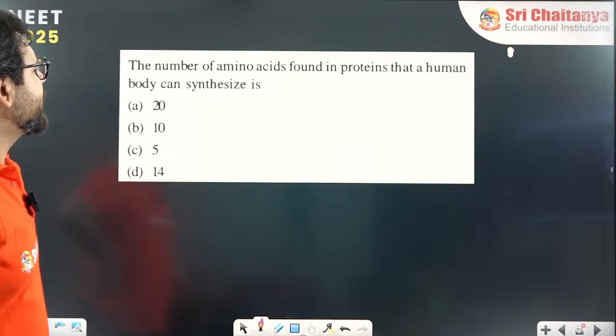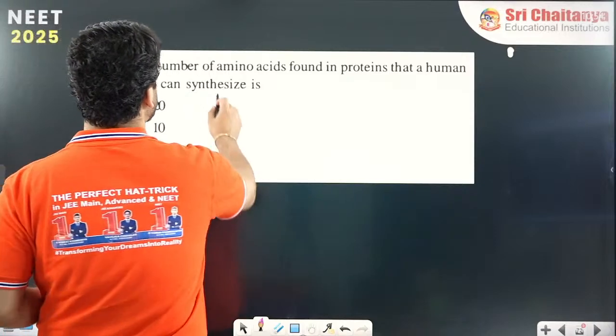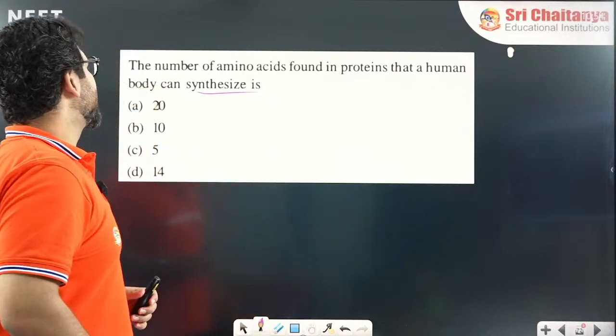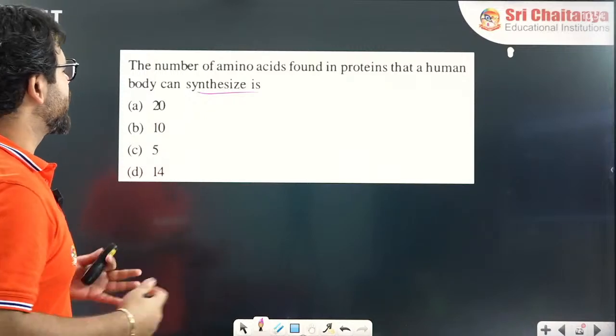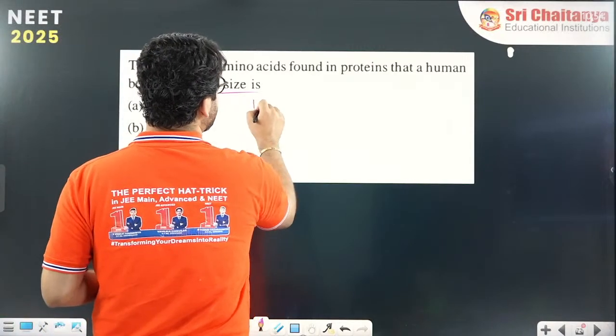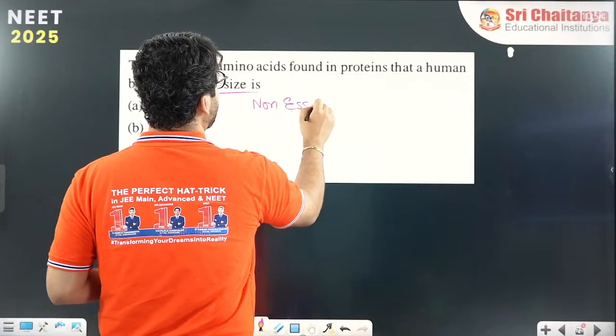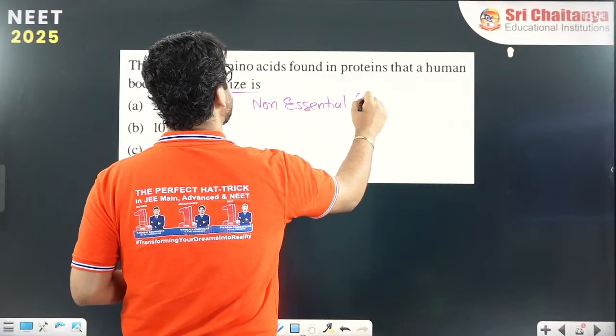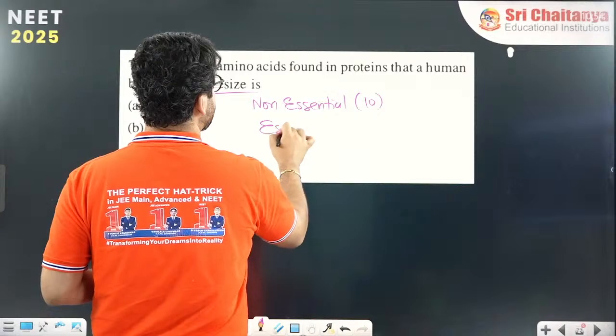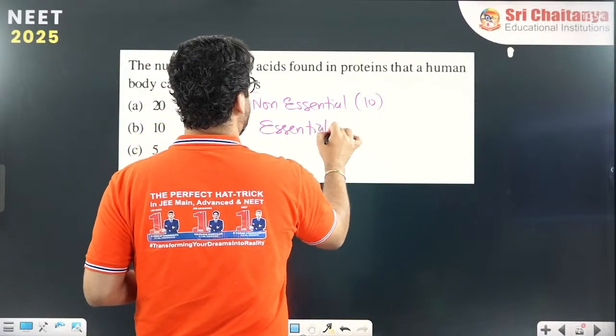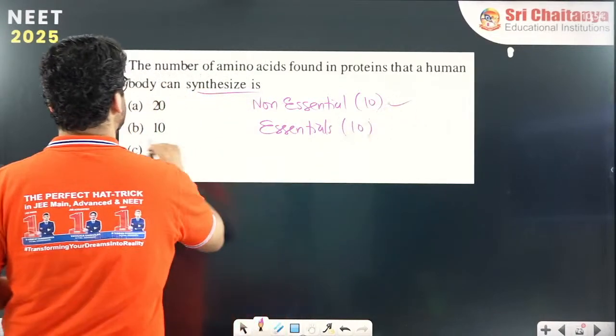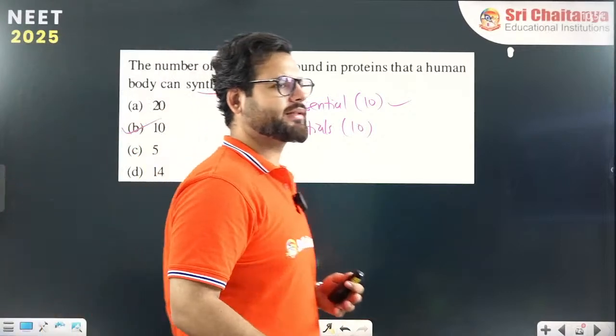Number of amino acids found in a protein that human body can synthesize is. Number of amino acids which body can synthesize. So these are non-essential ones. There are 10 non-essentials and 10 essentials. So our body cannot synthesize 10 and it can synthesize 10.